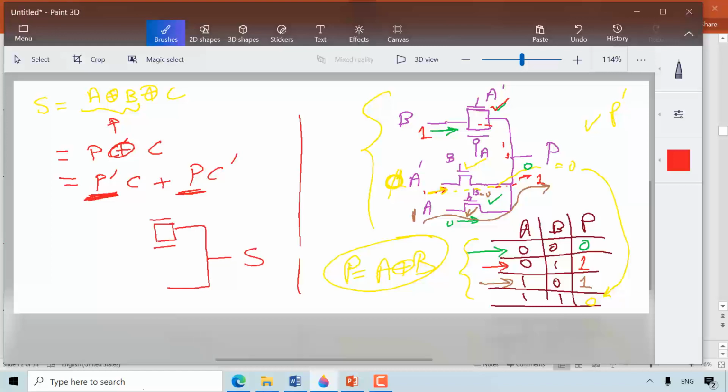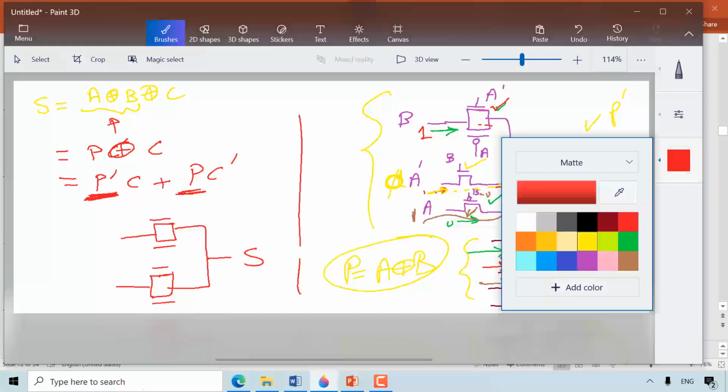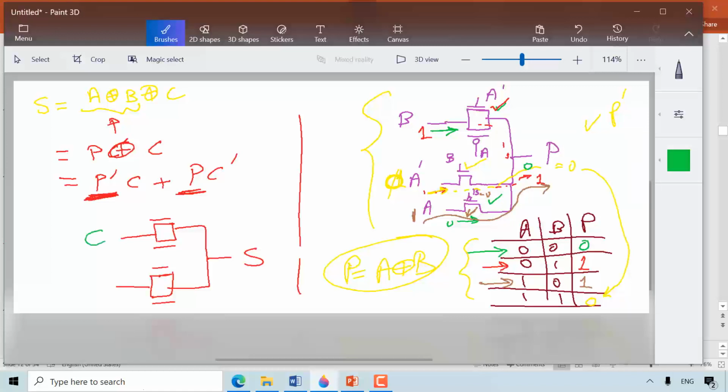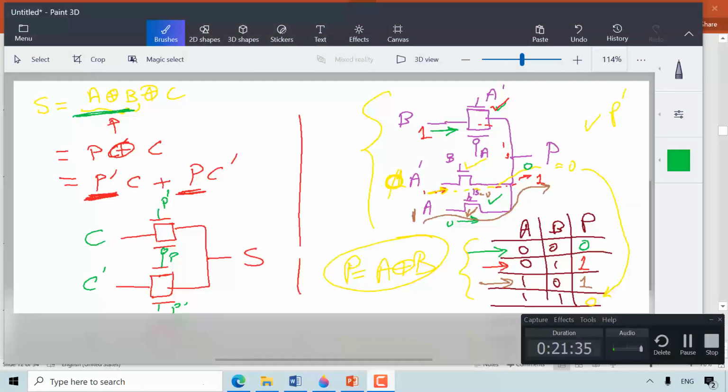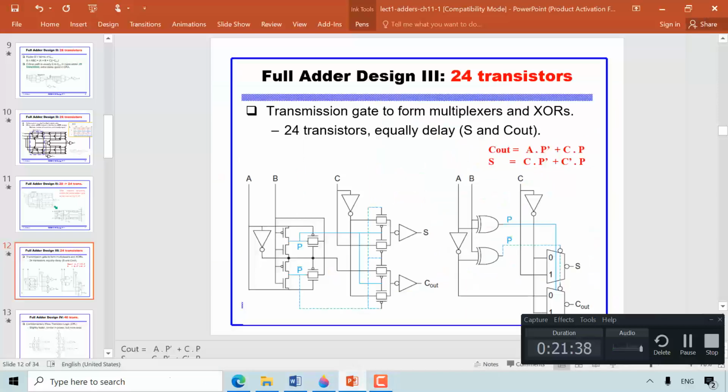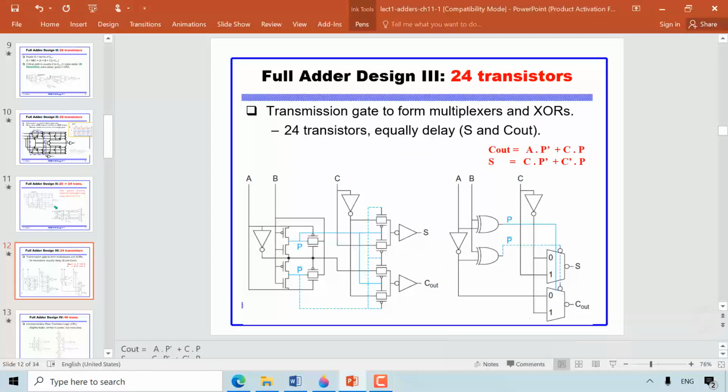Here are my transmission gates. So now I can feed here the C prime, and here I have the P prime, and here I have P, and here I have P prime. Now you can see here the sum is generated through a multiplexer using P, P prime, and C, where P is A exclusive or B. And now we go back to the notes after this discussion, and you can see exactly what we were talking about in the notes.